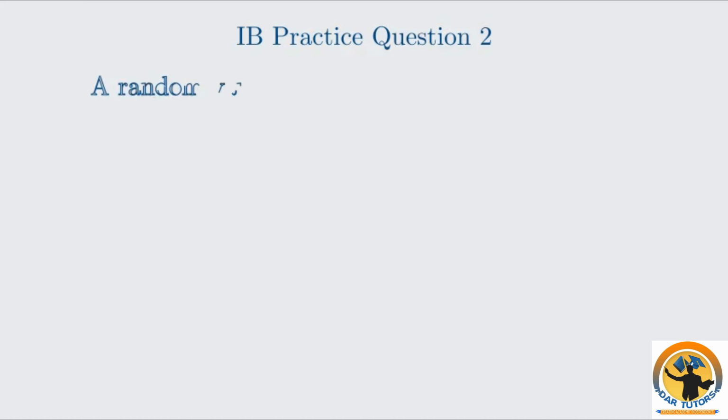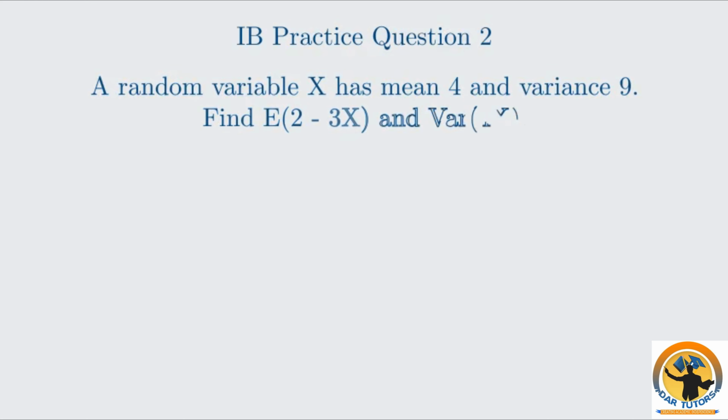Question 2. A random variable X has mean 4 and variance 9. Find E[2 plus 3X] and Var(4X). Remember the properties of linear transformations we just learned. Pause the video and give it a try. And here is the solution.